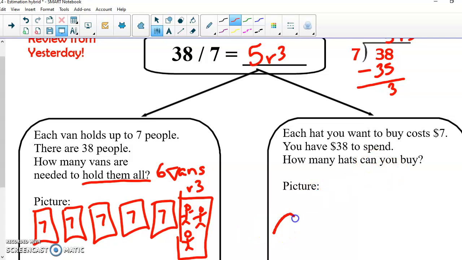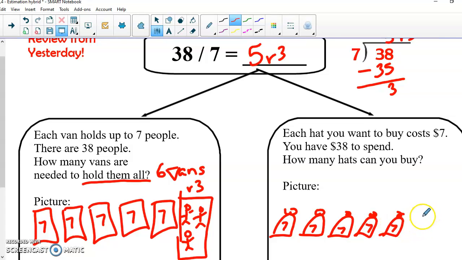So I'm going to go ahead and draw my little picture here. I already know I can buy 5 hats. There's 1, 2, 3, 4, 5. They're stocking caps. So we'll give them a little pom-pom since it is winter time. Now each hat costs $7 for a total of $35. But that means we still have $3 left over. That's our remainder.